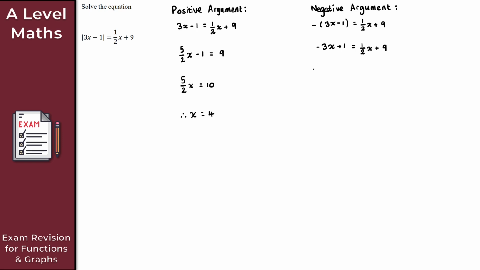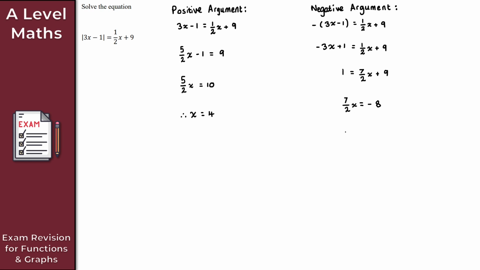Okay. Now for the next step, let's add 3x to both sides. In that case, I've got a half x plus 3x, which gives us 7 over 2x. So I get 1 is equal to 7 over 2x plus 9. Now let's subtract 9 off both sides. In that case, we get 7 over 2x is equal to 1 minus 9, so that gives us minus 8.